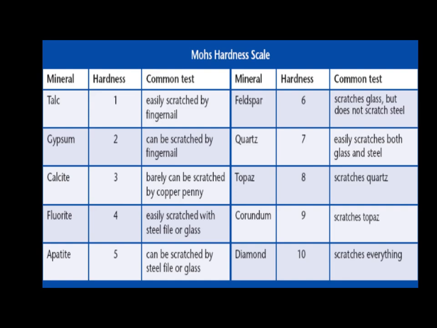An average hardness is right around 5 to 6, right where it can start scratching glass and steel. At 5 it can be scratched by steel and glass, whereas at 6 it scratches glass, so it cannot be scratched by glass, but it does not scratch steel. And then 7 easily scratches both glass and steel.